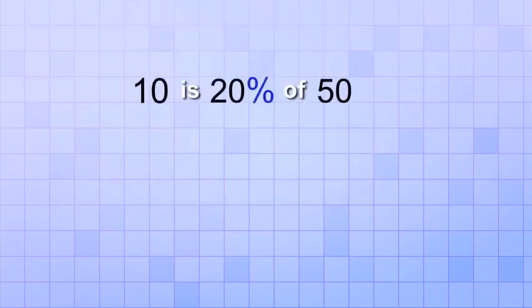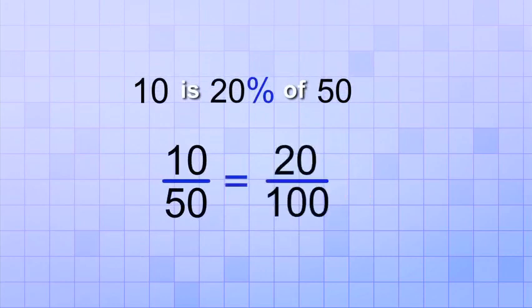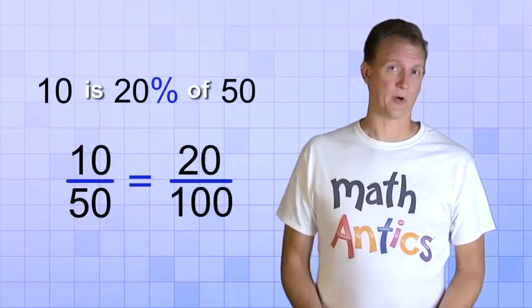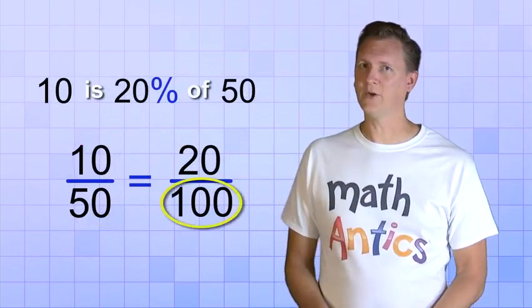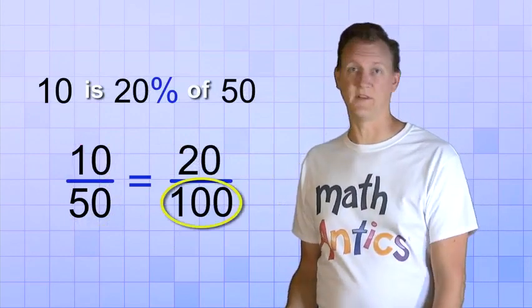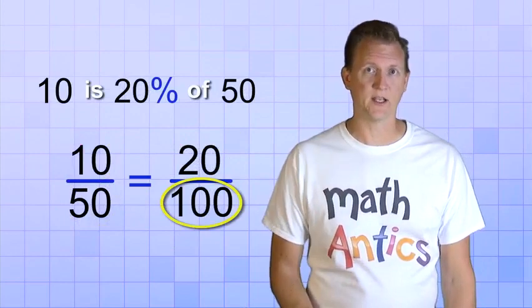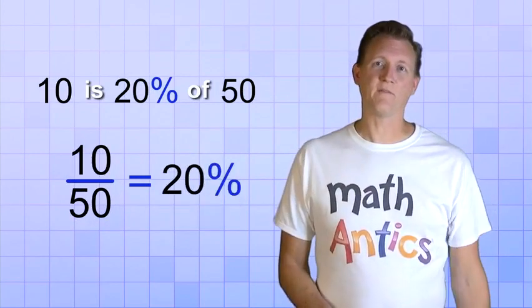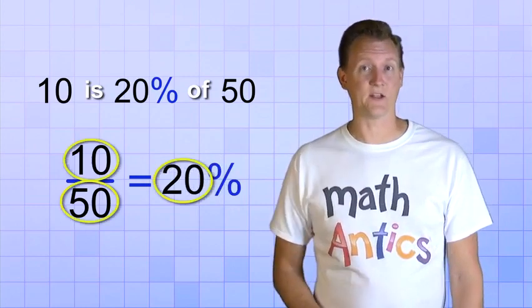So we could rewrite our statement like this. 10 over 50 equals 20 over 100. This is exactly the same as saying that 10 is 20% of 50. So these are the four components of a percent problem. But since we know that 100 is always going to be the bottom number of this equivalent fraction, the percent, we can just rewrite it using the percent symbol. That way we can focus on the other three numbers that can change.